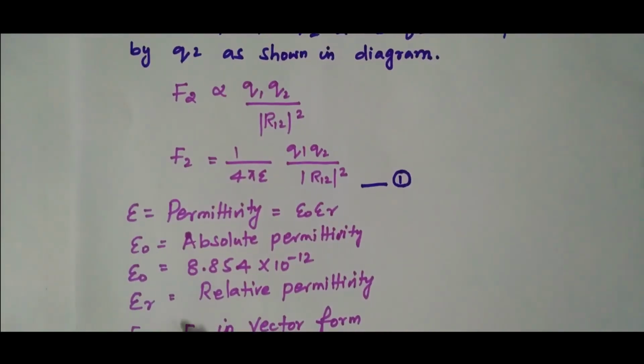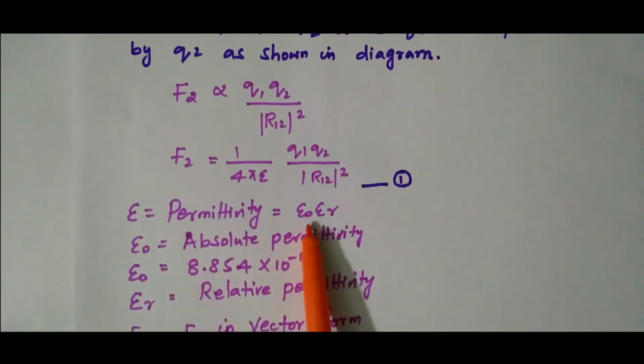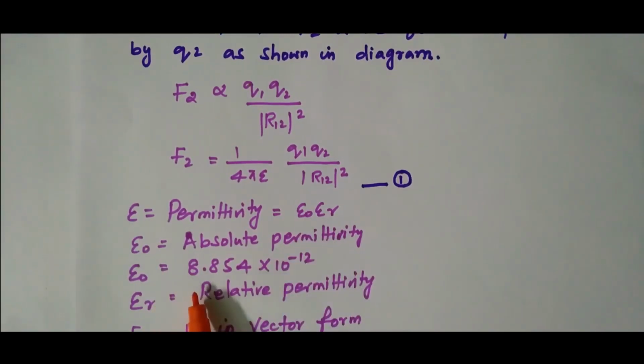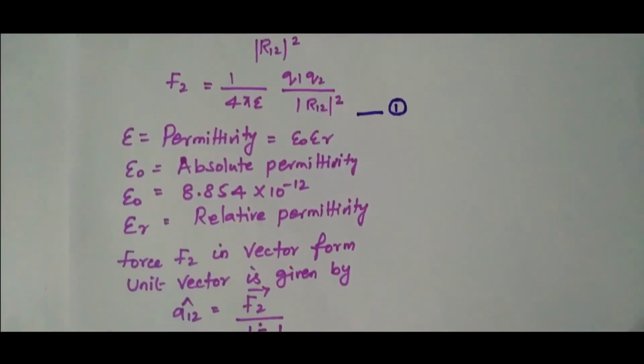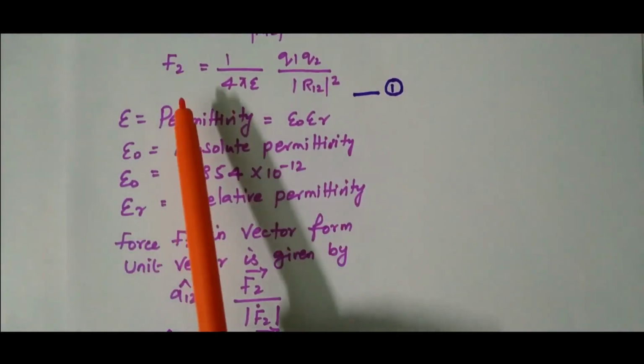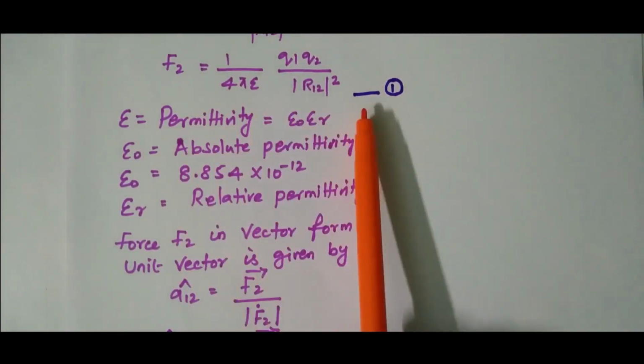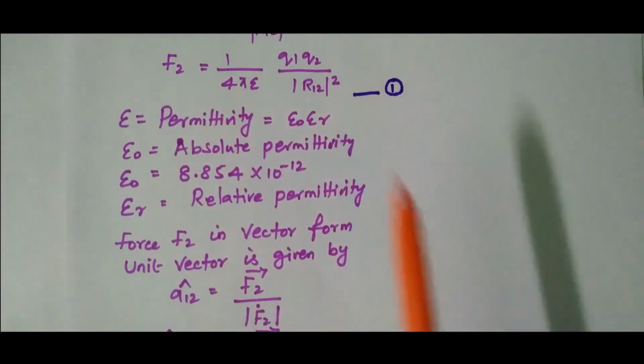Epsilon r is the relative permittivity. That depends upon the medium. So epsilon equals epsilon naught times epsilon r. Epsilon naught is the absolute permittivity, 8.854 into 10 to the power minus 12. Epsilon r is the relative permittivity, which depends upon the medium. Now this F2 is in scalar form. We will take this as equation 1 in scalar form.